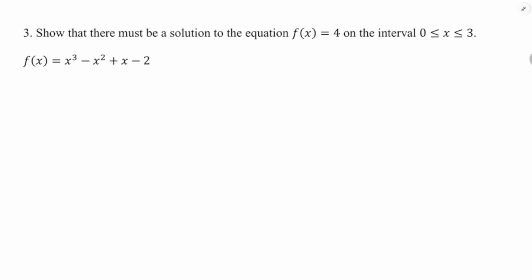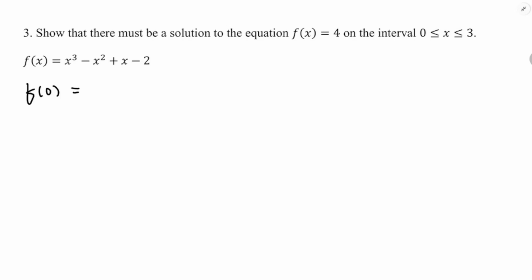Okay, now this next problem asks us to show that there must be a solution to the equation f of x equals 4. Okay, show that. We're going to need to apply some sort of theorem, and we really only have one theorem, intermediate value theorem. And so if we want to show that f of x needs to equal 4 on the interval 0 to 3, what we should do is check the values of f of 0 and f of 3.